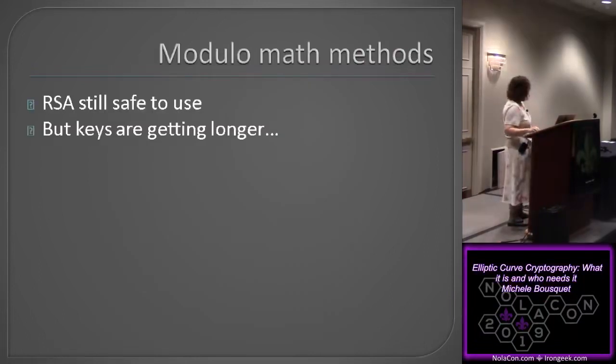So RSA is a standard that's still safe to use. Diffie-Hellman, I don't think, all by itself is used anymore. RSA has a little more complicated math going on, but it's the same principle.